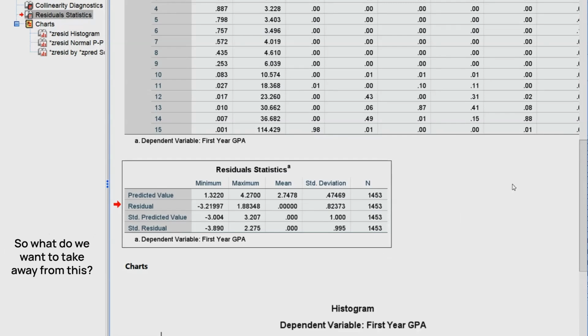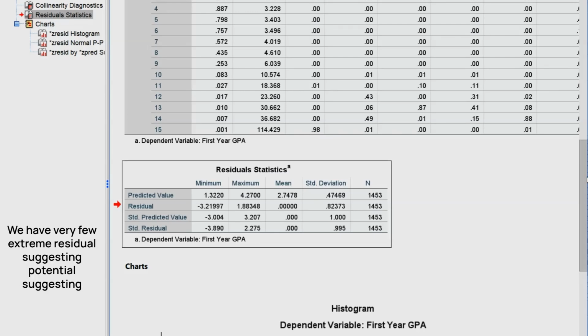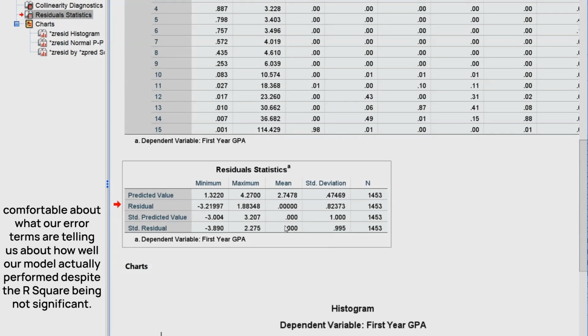So what do we want to take away from this? The residuals are centered around 0 and normally distributed overall, so that's a good thing. There are very few extreme residuals suggesting potential outliers or high leverage points that we might want to look into. And the model makes predictions in a realistic GPA range, though some large errors exist. But for the most part, we can feel pretty comfortable about what our error terms are telling us about how well our model actually performed.